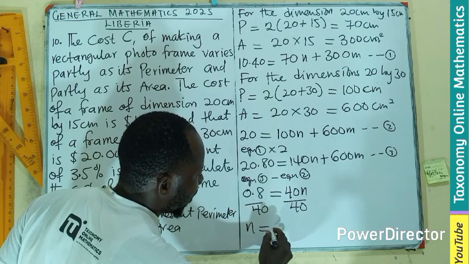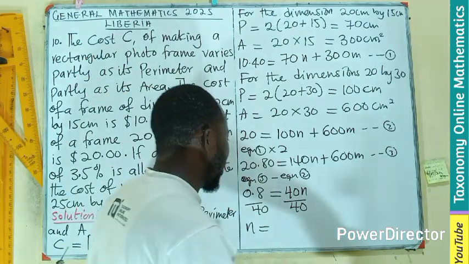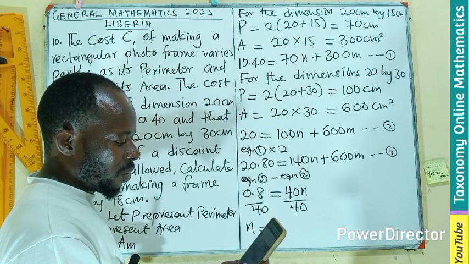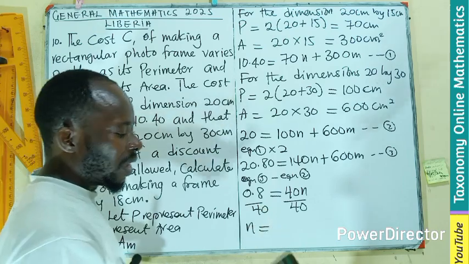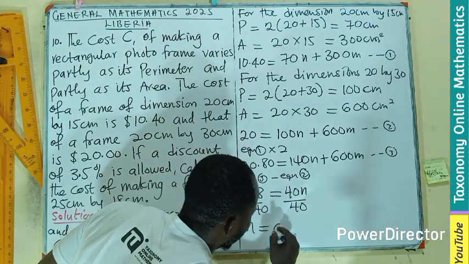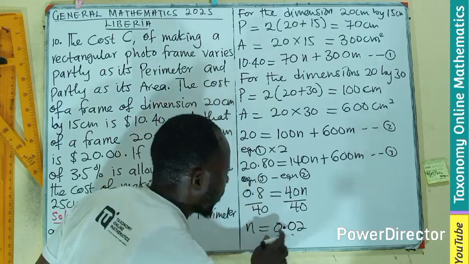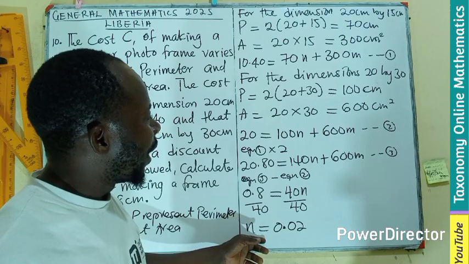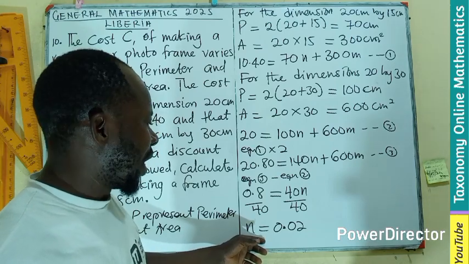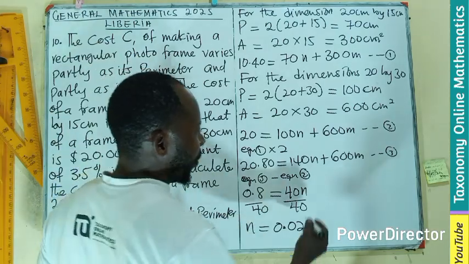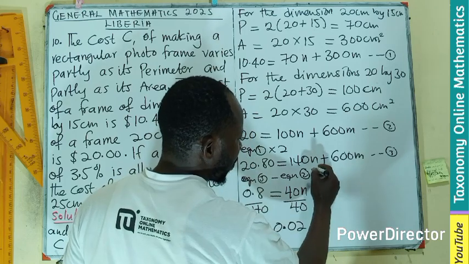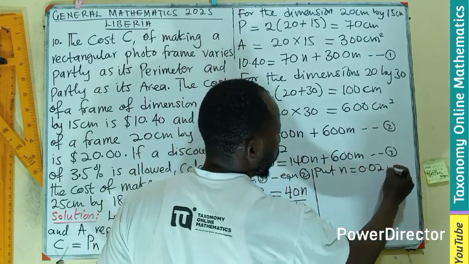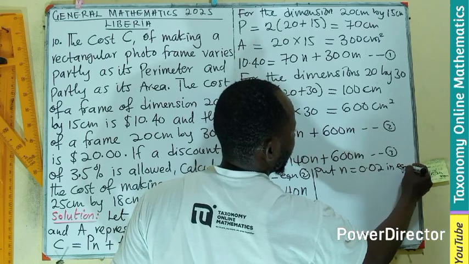That makes n equal to 0.8 divided by 40. Would that be a big number or a very small number? A very small number, 0.02, as the constant. So this must also be slotted into any of the equations to get the value of M. You put n equals 0.02 in equation 1.